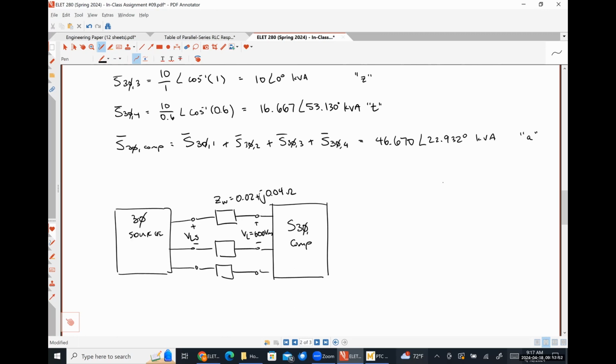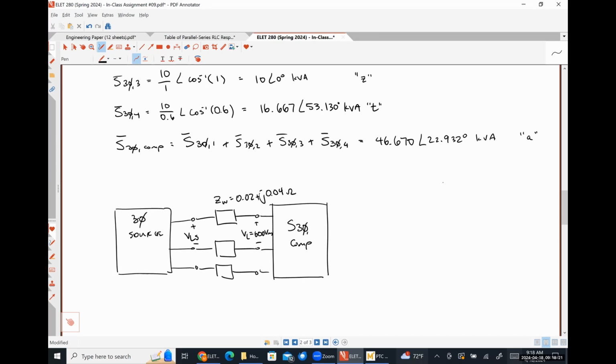So in the previous problem, we were able to say that the power supplied by the source was exactly the same as the power absorbed by the load. We can't say that here. Why? Because we have a line impedance, which is going to absorb some complex power as well. So we need to figure out how to determine the complex power absorbed by our transmission line network.